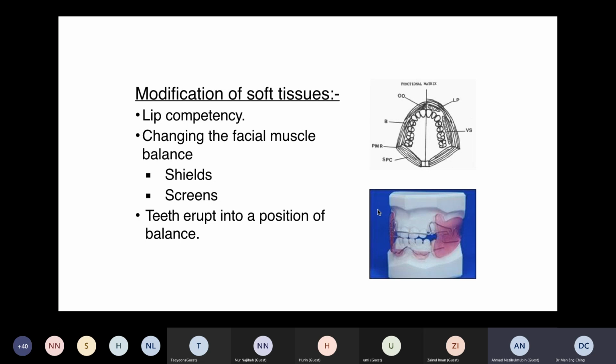So modification of the soft tissue: a lot of the time, when the patient has an increased overjet or a shorter lower jaw or mandible, the patient always has this lip competency problem. It means the lip is not competent. So after the modification of the soft tissue, after you bring the lower jaw forward, hopefully you can get a better lip competency. Then there is a change in the facial muscle balance, the shield, the screen, this one is the functional appliance. Then the teeth can erupt into the position of balance. So whenever you take away these muscle forces, hopefully the teeth can erupt in their better positions.